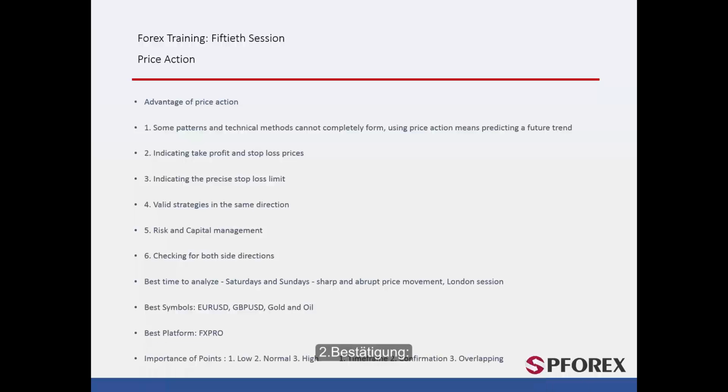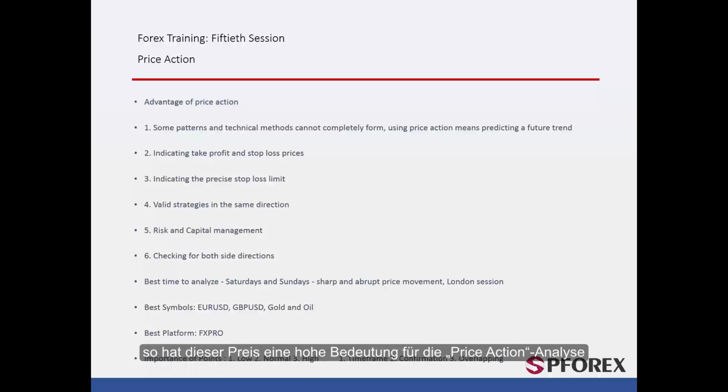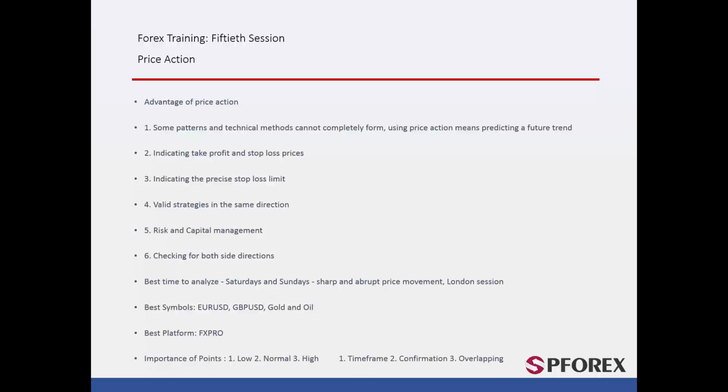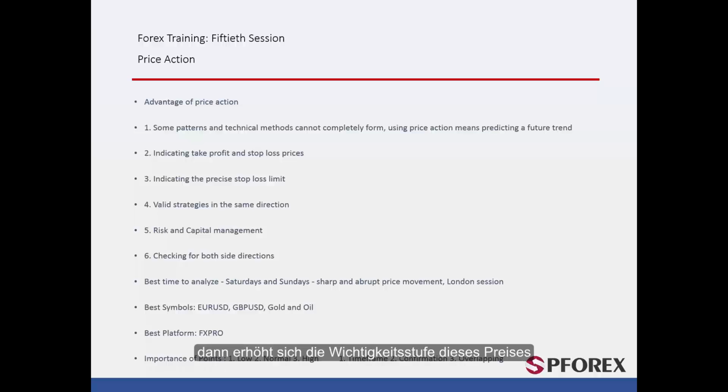Secondly, the confirmation. There may be multiple agreeing signals generated by some patterns or candles. Thus, that price has a high significance on price action analysis. If there is one confirmation on that price, then the importance level of the price may be normal. Thirdly, overlapping. If a price trend and direction is confirmed by other tools on different time frames, then the importance level of that price would increase.